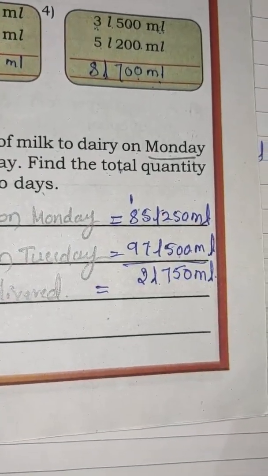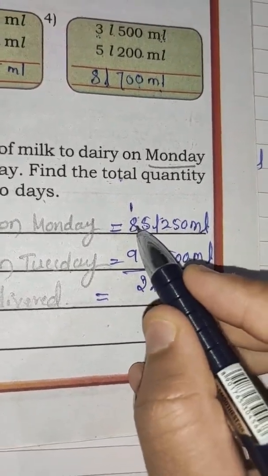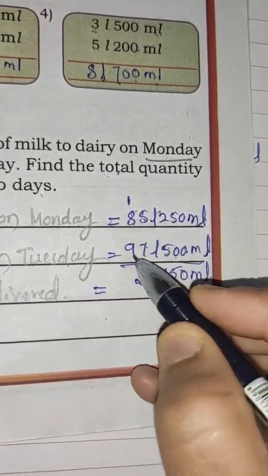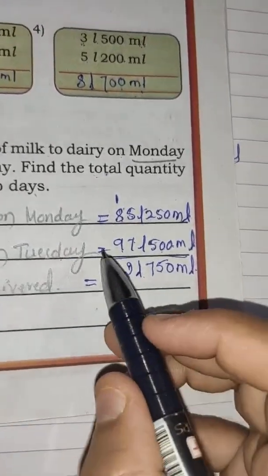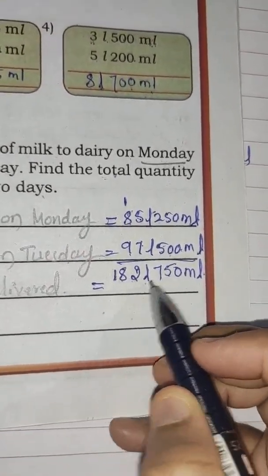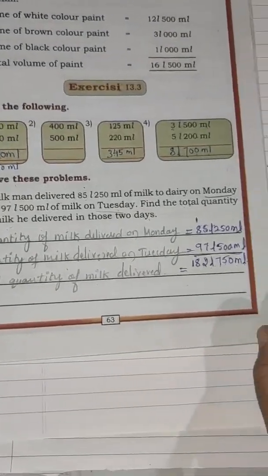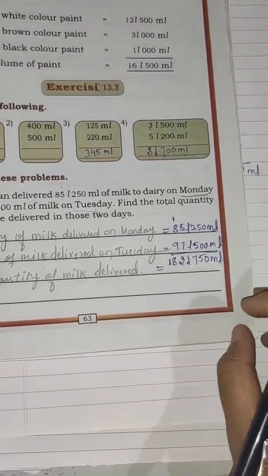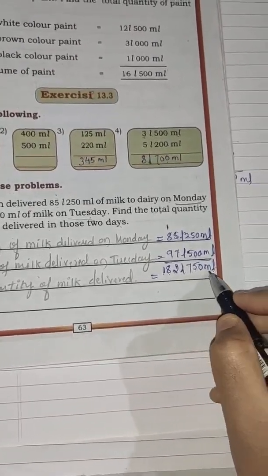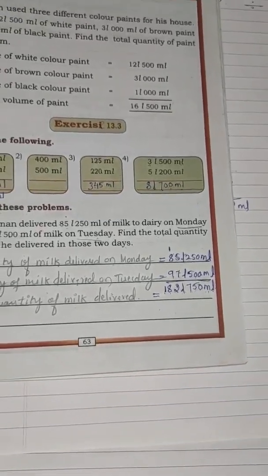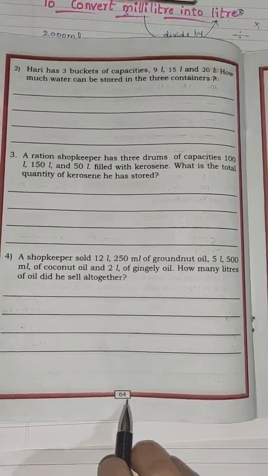Isn't it? You know how to do the addition with carry and without carrying. Yes. So 1 plus 8 is 9. 9 plus 9 is 18. So what is the answer here? 182 liters 750 ml. So what is the total quantity of milk delivered in those 2 days? It is 182 liters 750 ml, which means milliliter. Understood, children? Now turn the page. Come to page number 64.